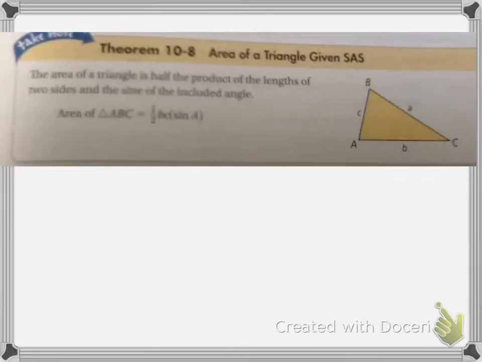Theorem 10.8 talks about area of a triangle when you have side angle side. So when you have side angle side, the area of the triangle is 1/2 of BC times the sine of A. So if they give us this angle here, it's going to be 1/2 of side B times side C times the sine of A.